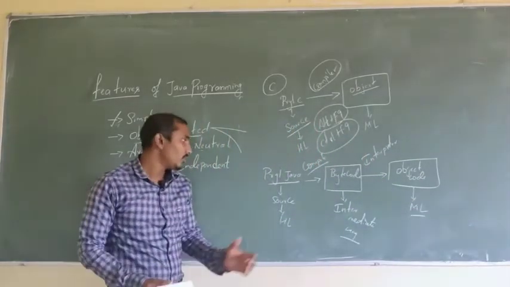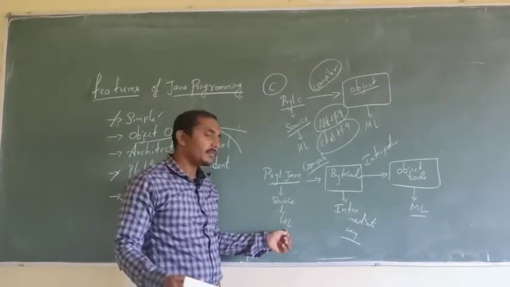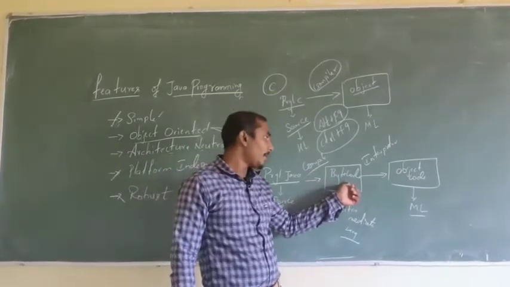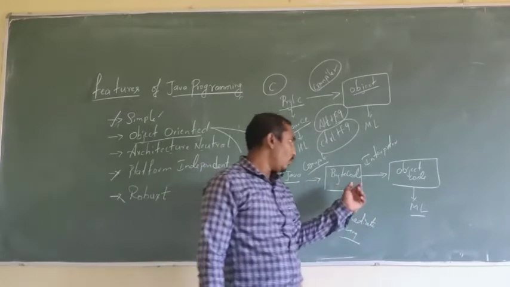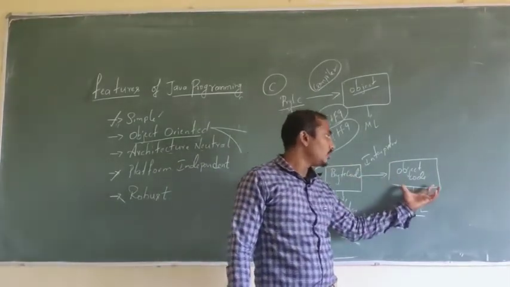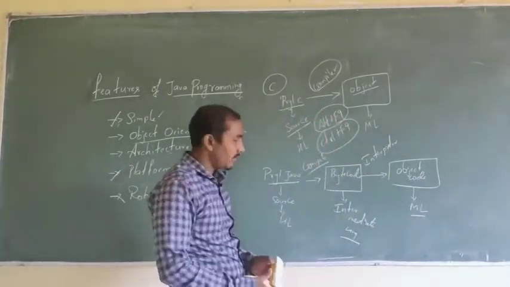So first you are going to have the Java program, which will be in the form of source code, that is nothing but high level language. Next, once you compile the program, you are going to have bytecode. That bytecode is an intermediate language, and once you interpret that bytecode, you are going to generate object code. This object code will be in the form of machine level language.